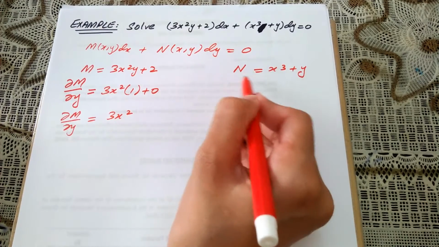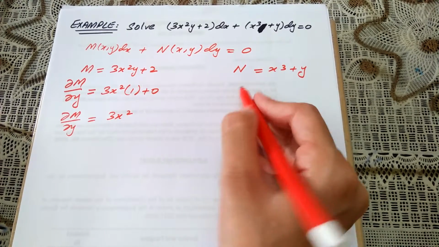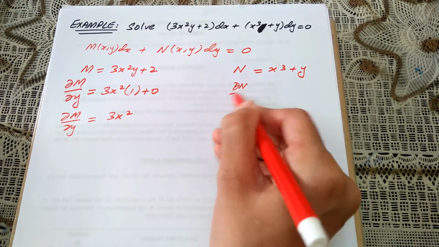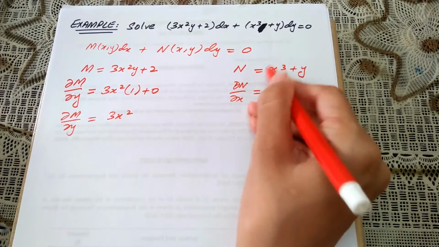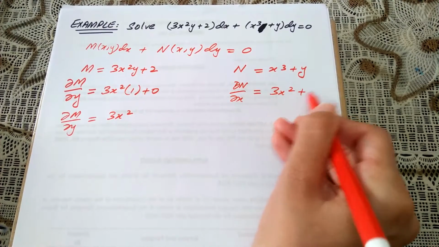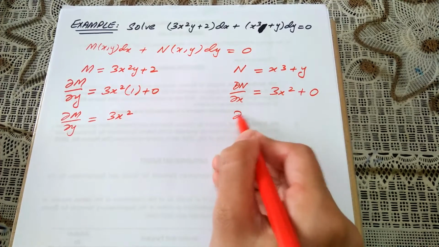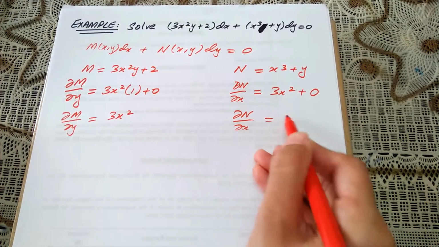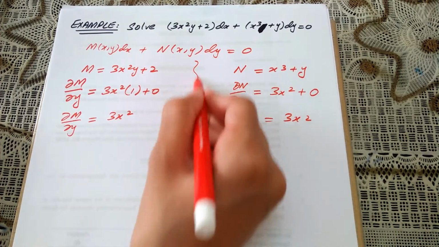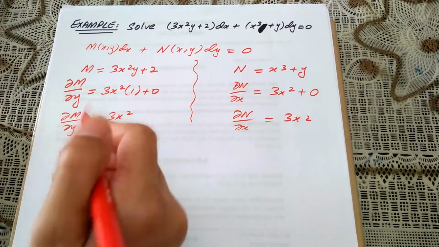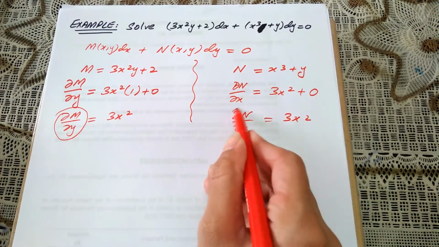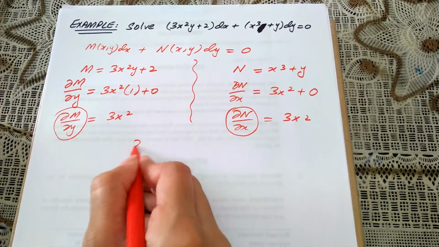Now take the partial derivative of N with respect to x. You will get partial N over partial x equals 3x square plus 0, because y is treated as a constant here. So partial N over partial x equals 3x square. Now you can observe that your partial M over partial y is equal to partial N over partial x.